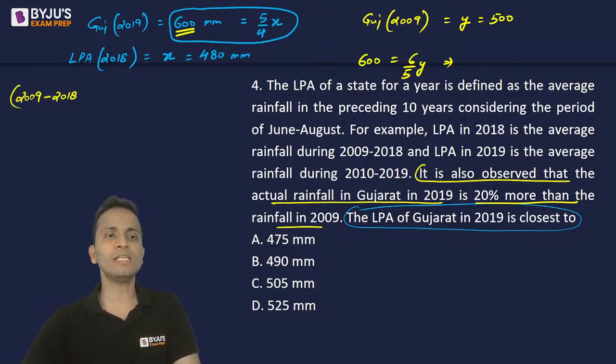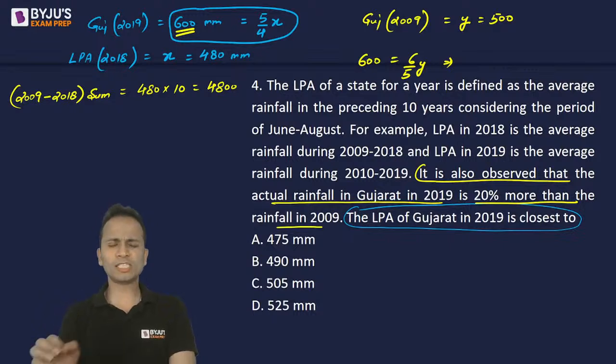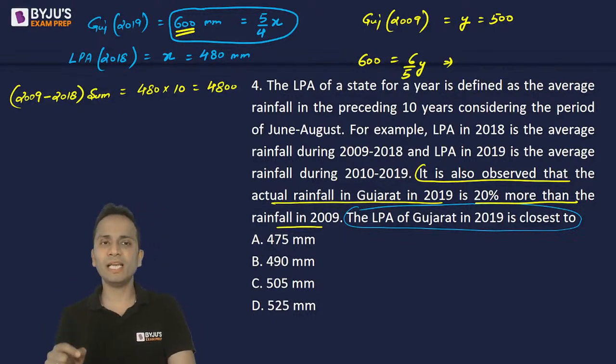Okay, so what will be the sum from 2009 to 2018? It will be the average multiplied by the number of years, that is 4800. So the sum of the rainfall starting from 2009 up till 2018 will be 4800.